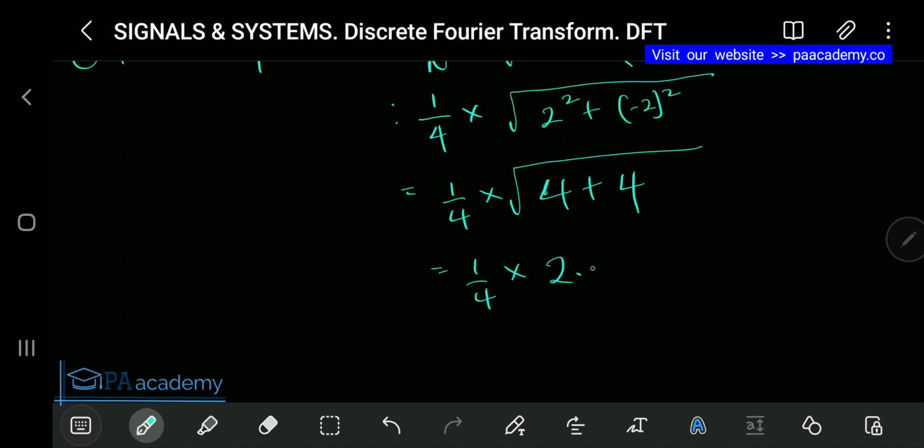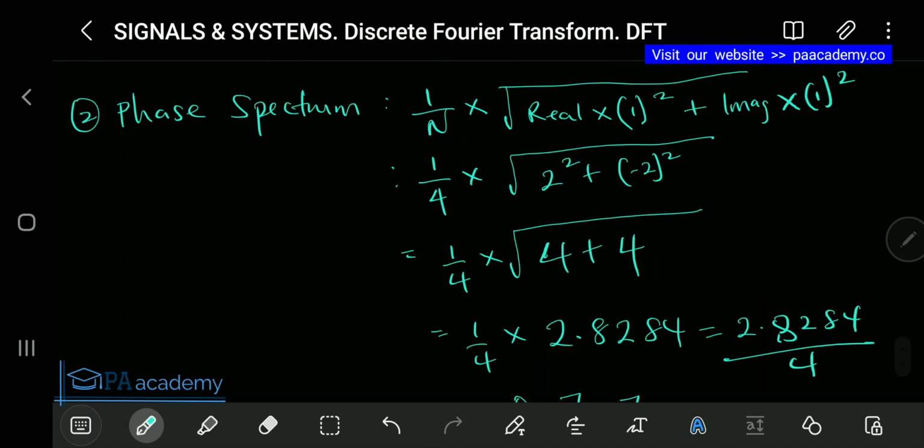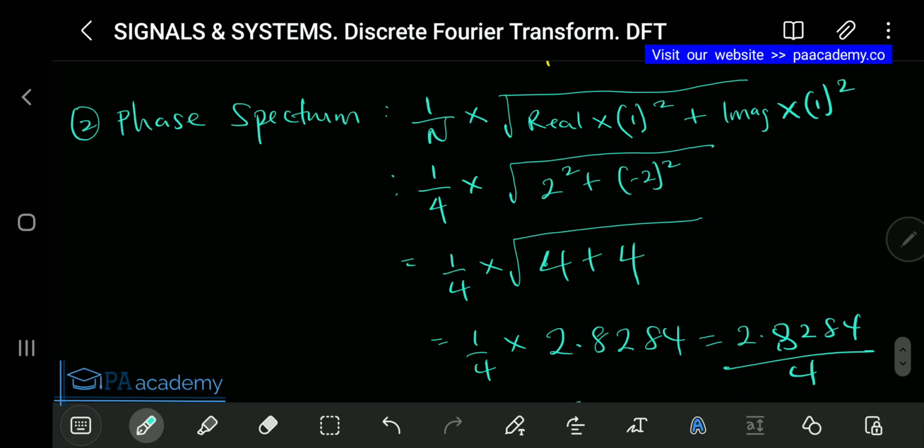That will give us 2.8284. So that will be 2.8284 divided by 4. So that will give us 0.707. Are we good? So that's how you go ahead with the calculation.